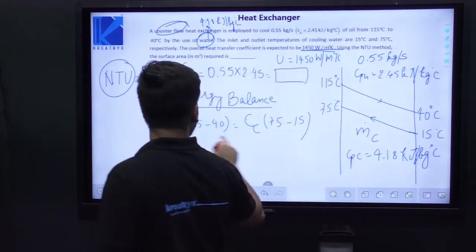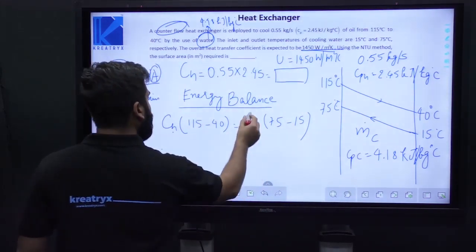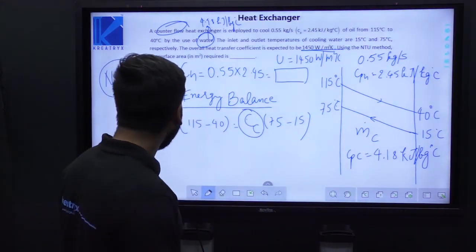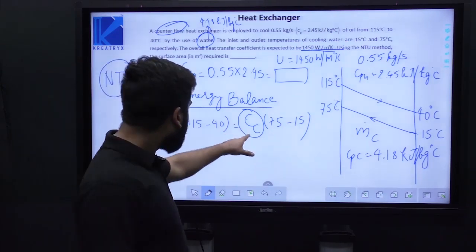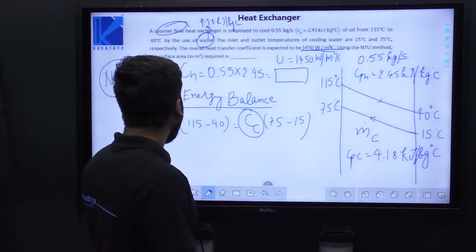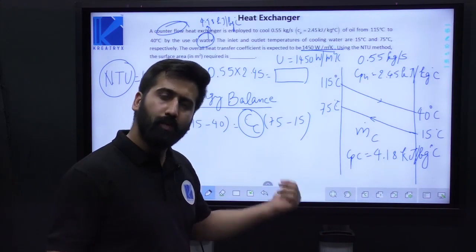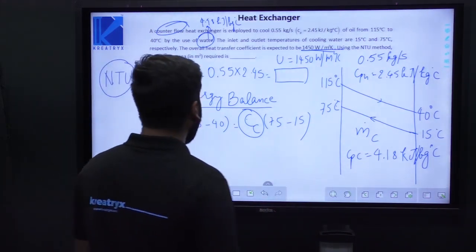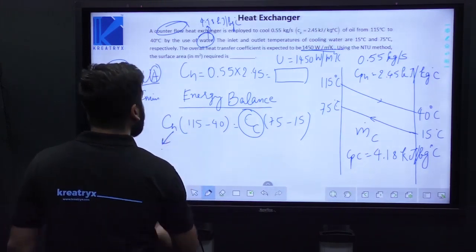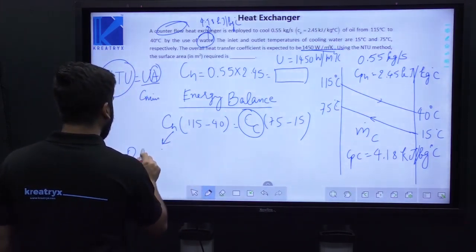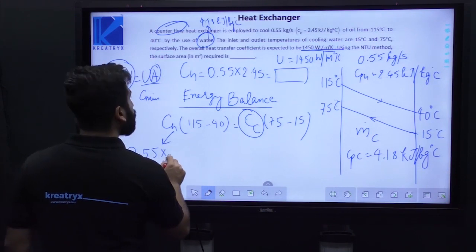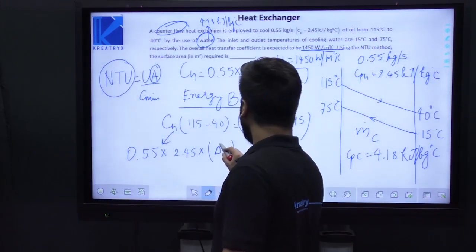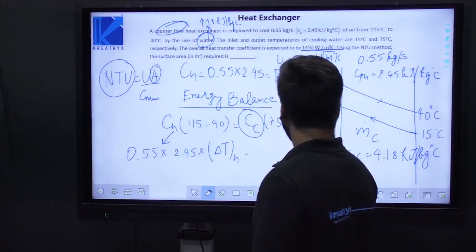So every term here, you can get CC from here directly. This was also useful for us, and we will get CC from here, and we know CH, so we can decide what will be C minimum. You can go like that also, or if you want to put the individual values, you can say that it is 0.55 into 2.45 into this bracket delta TH, which is equal to m dot C.